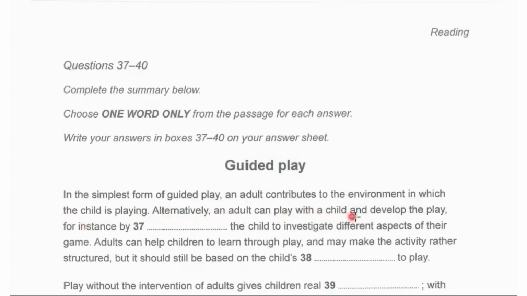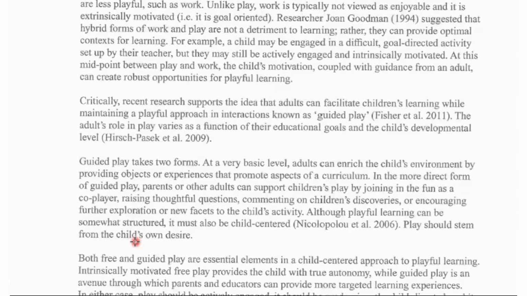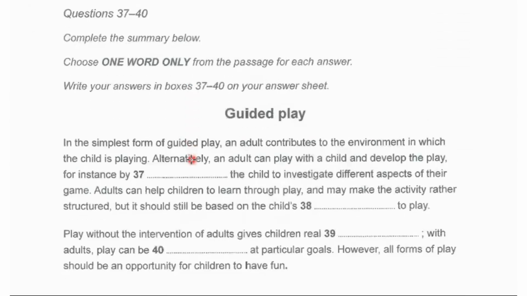Alternatively, an adult can play with the child and develop the play, for instance, by dash the child to investigate different aspects of the game. So alternatively, I should look for something like that. In the more direct form of guided play, parents or other adults can support children's play by joining in the fun as a co-player, raising thoughtful questions. What is the paraphrase for raising thoughtful questions? Investigate. Raising thoughtful questions, that's investigate.